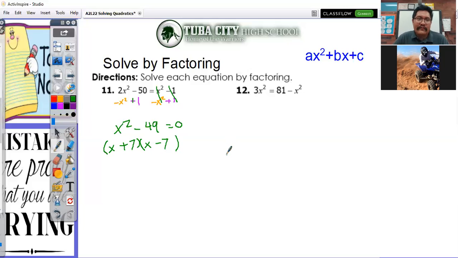So take the root of 49, and that's going to be 7. And we can check it really quick. If I check the outside numbers, that's going to be negative 7x plus 7x, which is 0x, which is why there's no b value. Positive 7 times negative 7 is negative 49. So we got that kind of done.